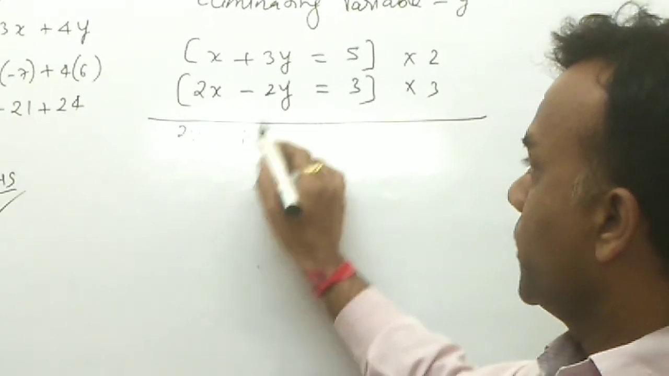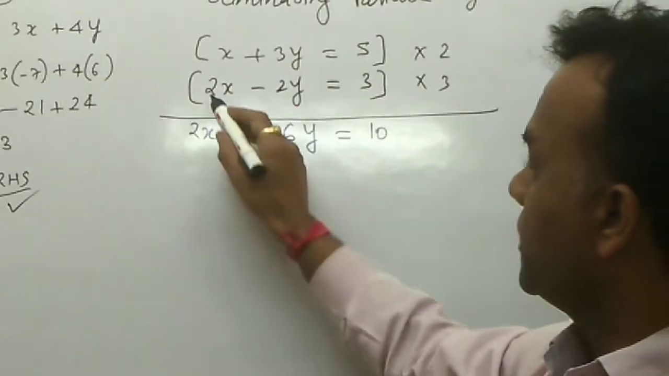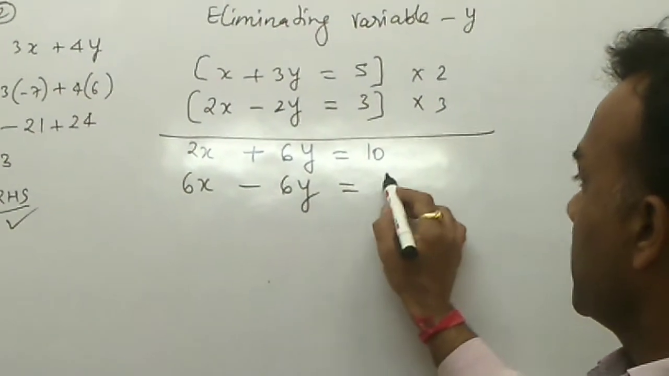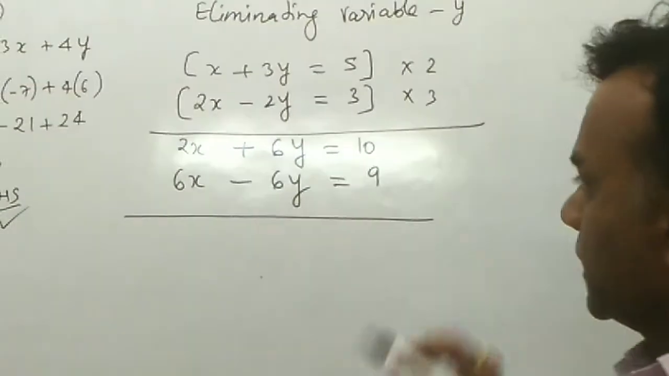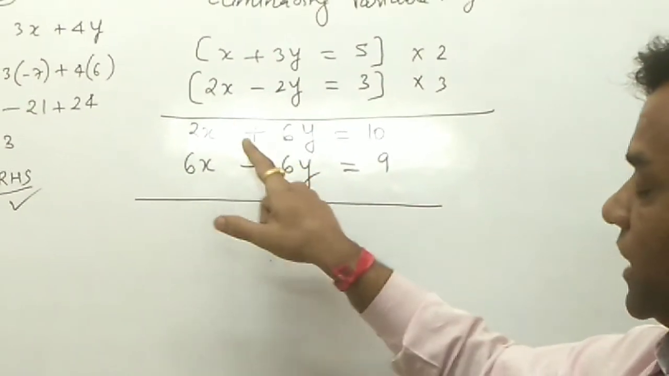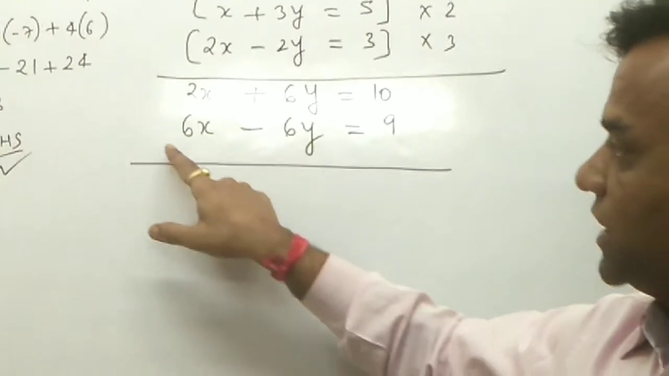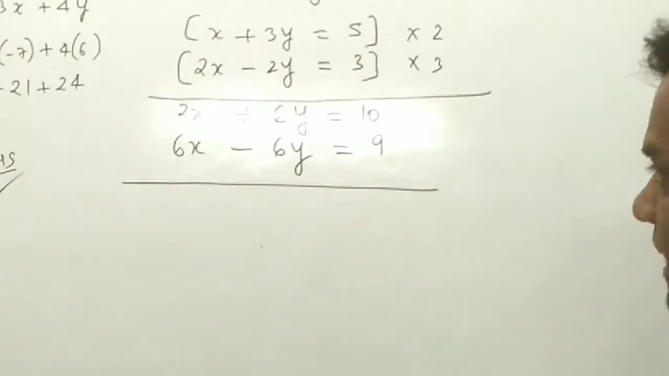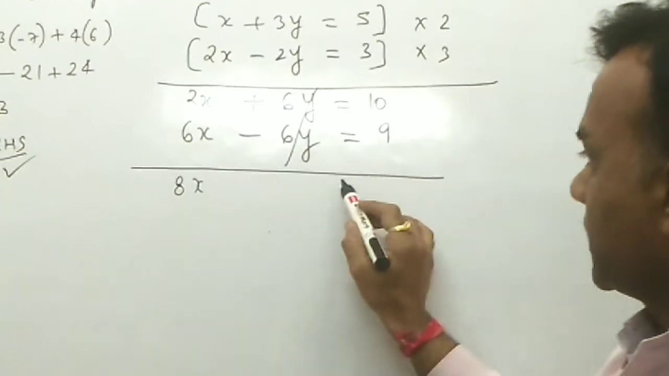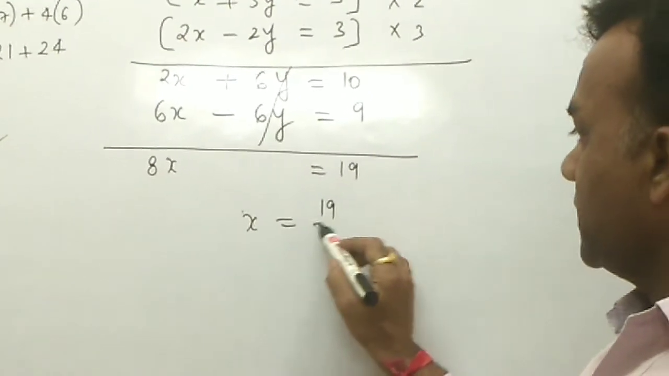Okay, multiply then cross here, then you got the different equation like 2 into x is 2x, 2 into 3 is 6y, and 2 5s are 10. Similarly 3 into 2x, 6x, 3 2s are 6y, and 3 3s are 9. Okay, then now here one is the different case from the first question. In first question have the same sign, but here y having different sign. So there is no need for change the sign. Okay, so y is directly cancel out here, and now 2x plus 6x you got 8x, and 10 plus 9 you have 19. So you got the value of x is 19 by 8.